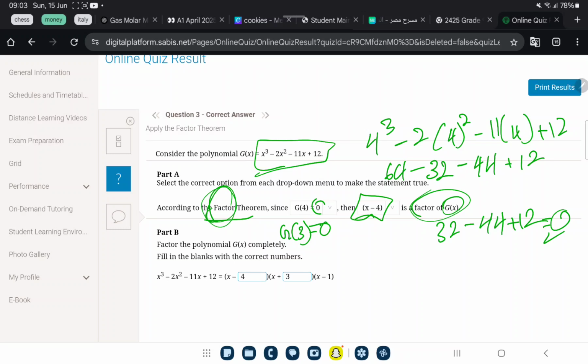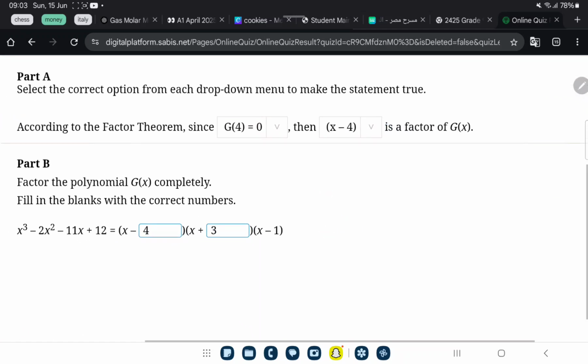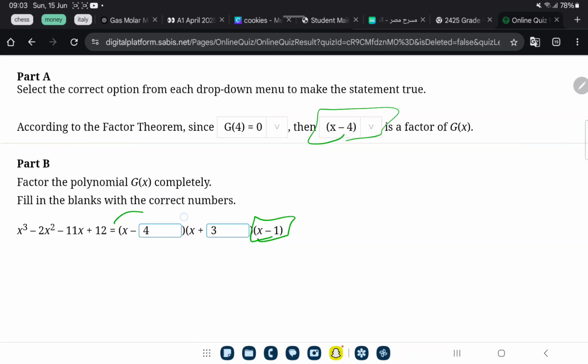Then factor the polynomial g of x completely. Now when they tell you to factor completely, you're going to need at least one factor and then divide the equation by that. Here they gave you x minus 1, we didn't have to do anything for that, they straight up gave it to us. And x minus 4, we found it from the other part. So first what we're going to do is divide this polynomial by x minus 4. I'm going to use synthetic division, to me it's easier.